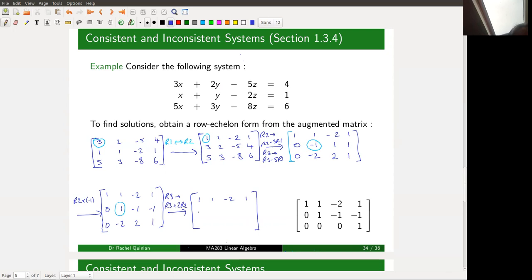So row 2 is not going to change: 0, 1, minus 1, minus 1. But in row 3, we're adding 2 times the entry above it in row 1 to each entry of row 3. So we get minus 2 plus 2, that is 0. 2 plus 2 times minus 1, that's 0 as well. And 1 plus 2 times minus 1, that is minus 1. And this is something that hasn't really happened before.